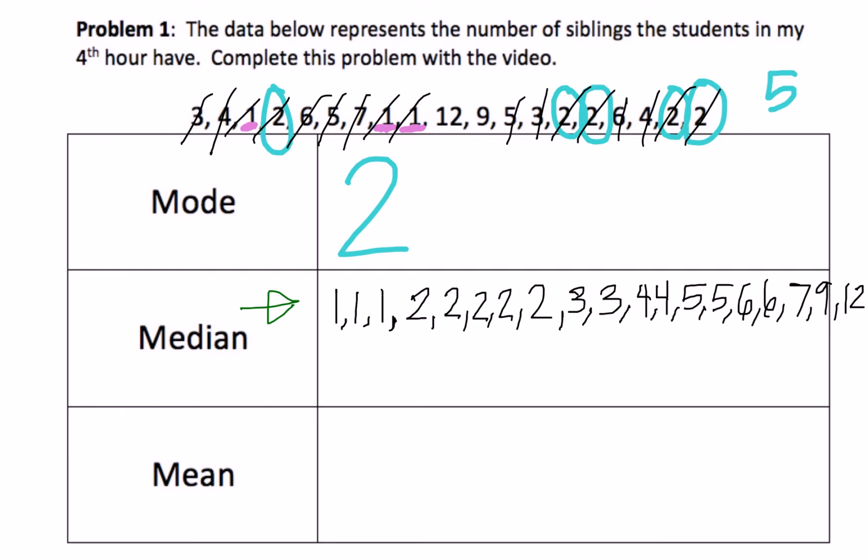So here's what I'm going to do. I am going to go 1, 1, 2, 2, 3, 3. I'm crossing them out on each side as I go to find the middle one. 4, 4, 5, 5, 6, 6, 7, 7, 8, 8, 9, 9. And so my middle number, or my median, is 3.